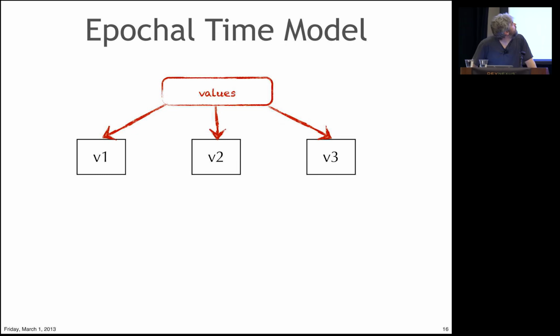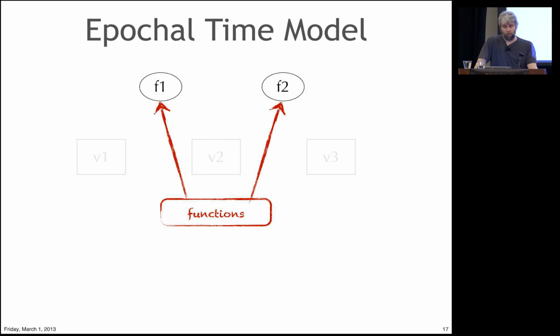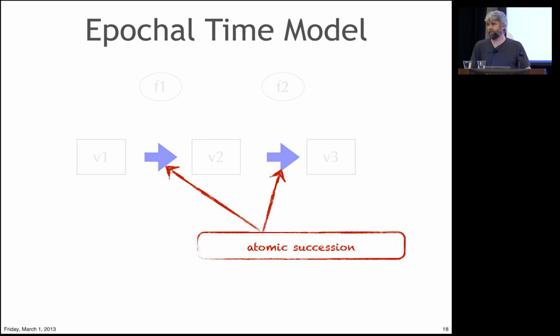So, let's build this up. We're going to start with some values. These are good immutable bricks, building blocks. So we can imagine these values are, for example, 42, 43, and 44. So they represent something that's growing over time. We then have the notion of functions that we can apply to take one value and get a new value. So here I'm going to imagine that f1 takes v1 and gives me v2, and f2 takes v2 and gives me v3, and so on. Those changes are atomic successions, right?